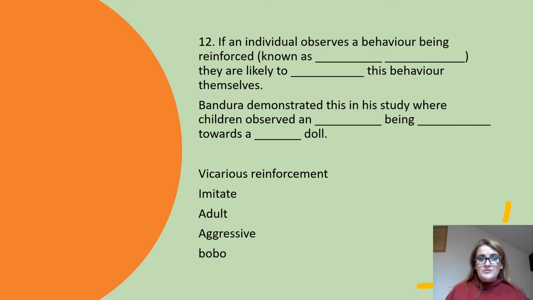If an individual observes a behaviour being reinforced, known as vicarious reinforcement, they are likely to imitate this behaviour themselves. Bandura demonstrated this in his study where children observed an adult being aggressive towards a Bobo doll.